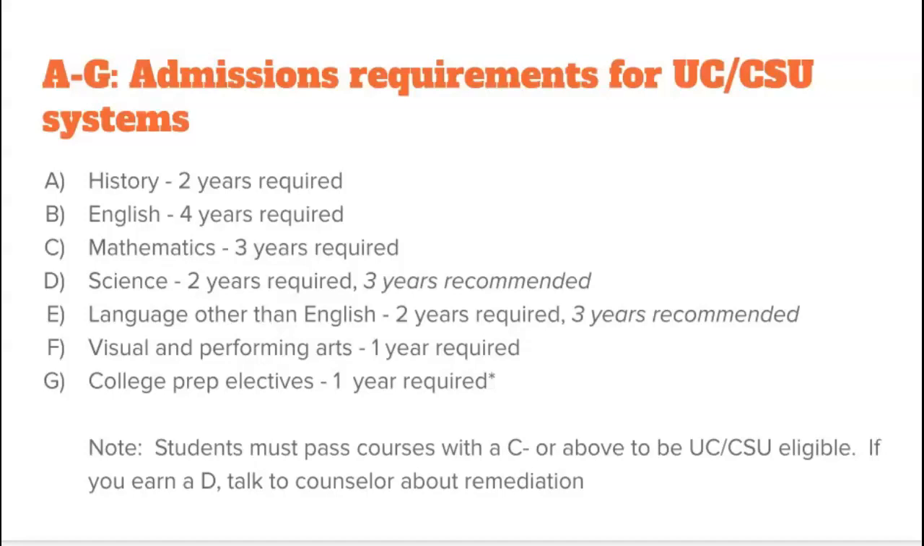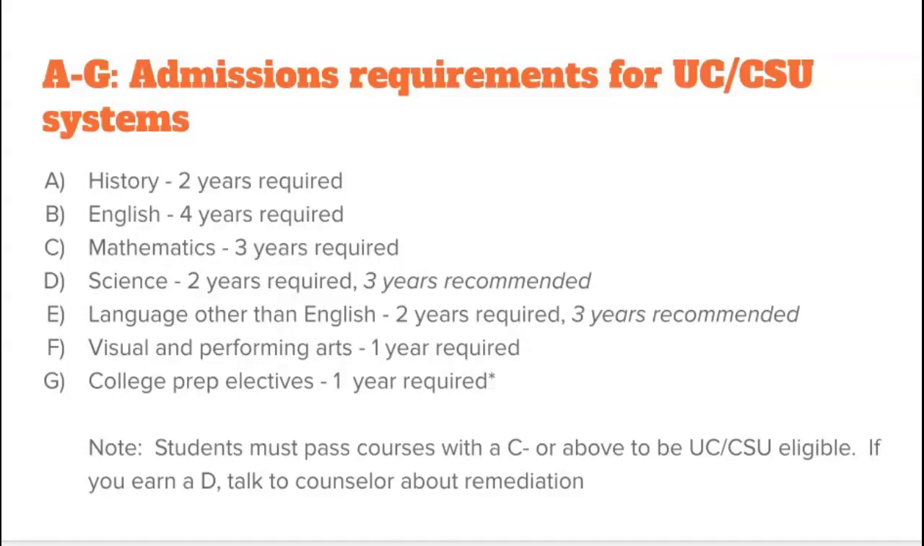This is important because these are our state university systems, so we want to make sure you are eligible for them once you graduate from SI. These schools are often referred to as the UCs and CSUs. So you'll see here on the slide, we've listed out exactly what the A to G requirements are. And I want you to note a couple of things here.